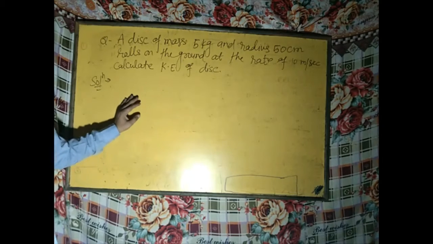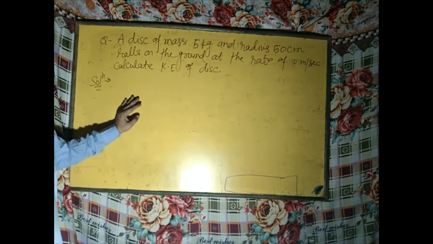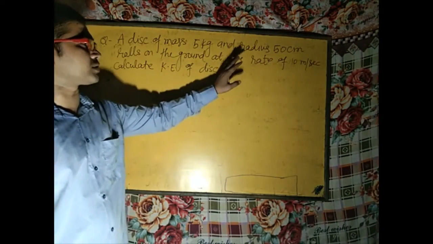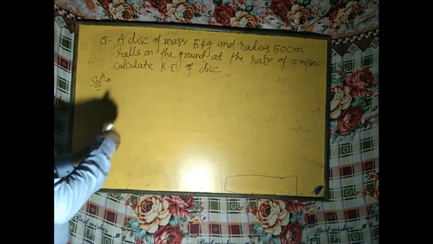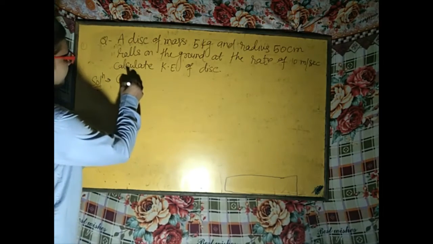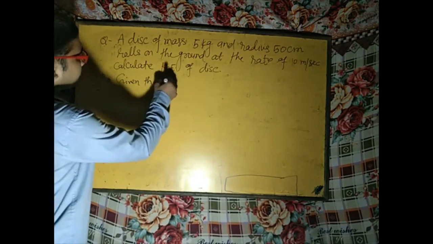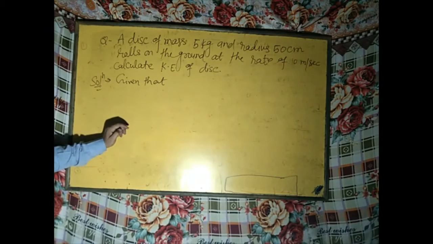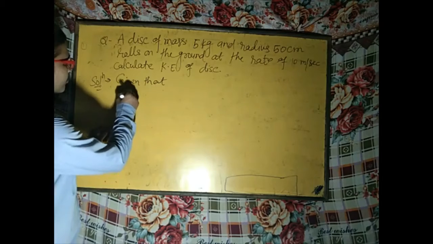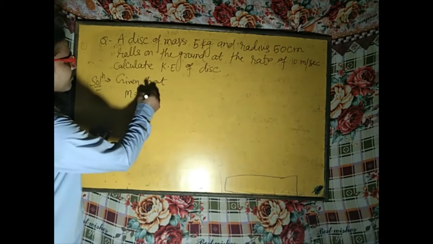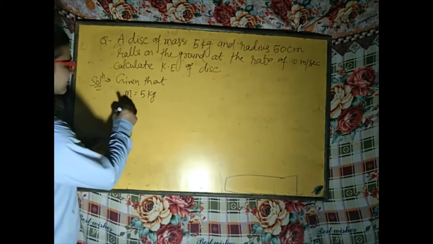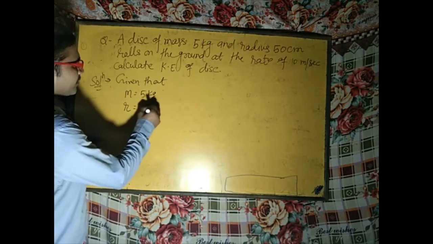First, if you try to solve any question, first try to write the given quantities of the question. Okay, it will help you to solve the questions. So let's see the given quantities. What are the given things? You can see the mass is given. So mass is equal to 5 kg. Then the radius of this disc is given, that is r is equal to 50 centimeter.